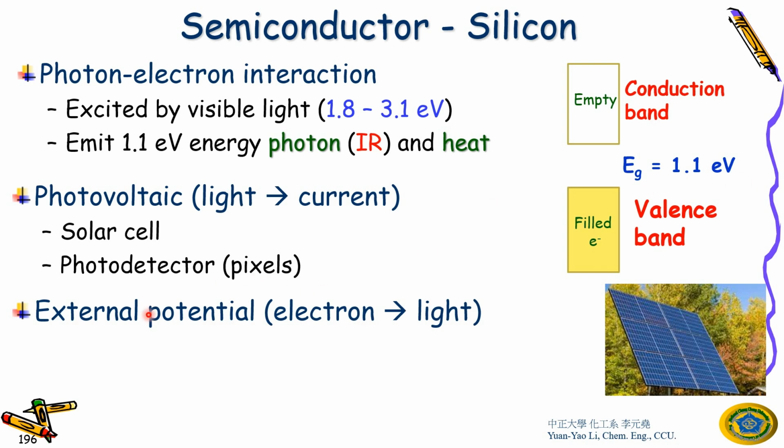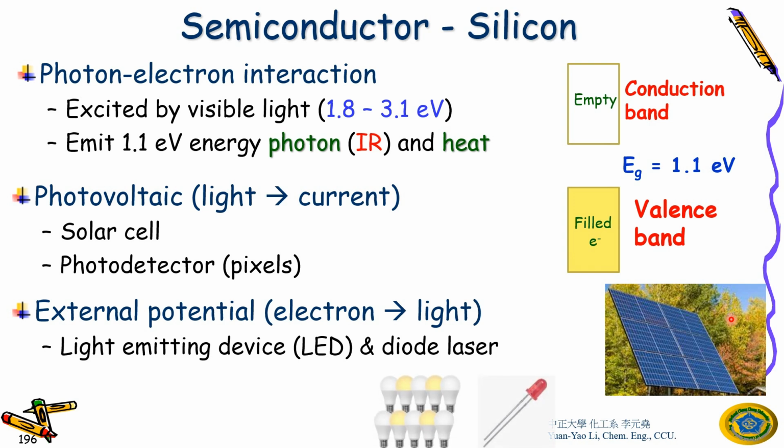Okay, so if I give an external potential, like electricity, to these materials and they become light, this is what we call an LED, light emitting device. We apply a voltage between this electron and this, and then the light comes out. This is what we call an LED. So semiconductors have many applications. I just gave you two applications, solar panel and LED. These are all made of semiconductor.